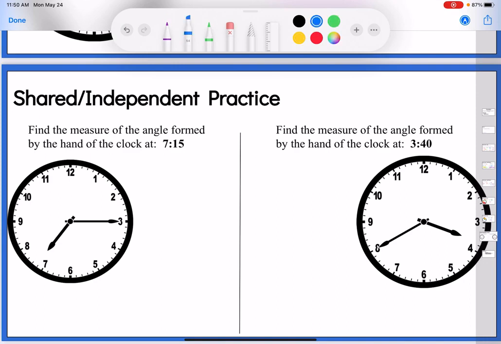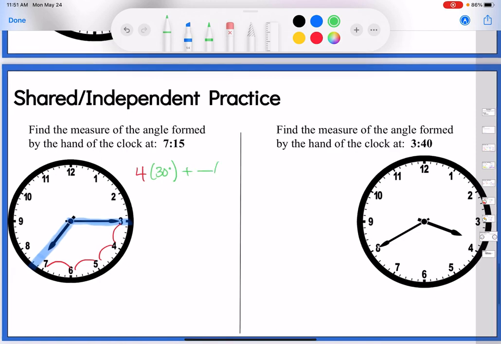So again, hands of my clock, straight at the 3 for 15, a little bit past the 7, right? Each full section is worth 30 degrees. I have 1, 2, 3, 4 full sections. So I have 4 times 30 degrees, plus I have this fraction of the section times 30 degrees, right? So the fraction that I want is this part right here.